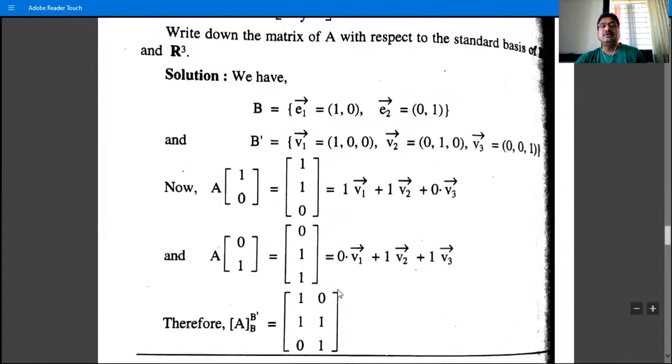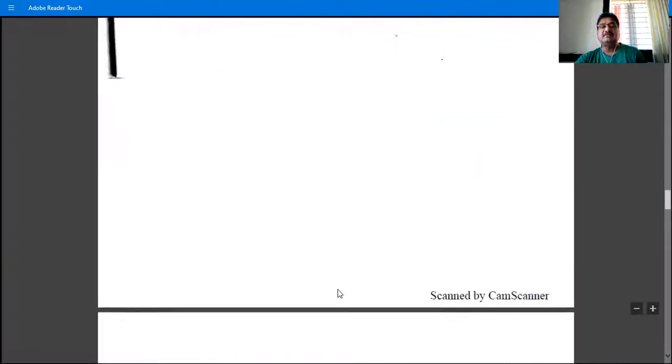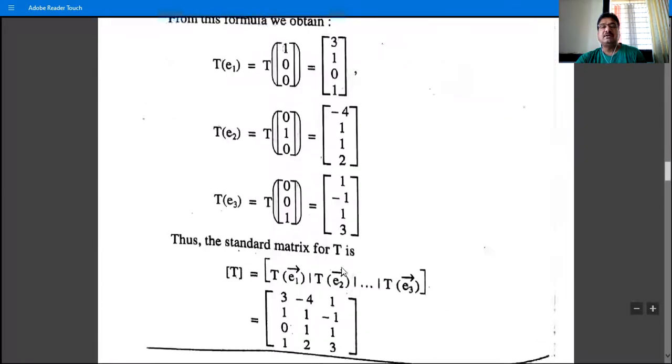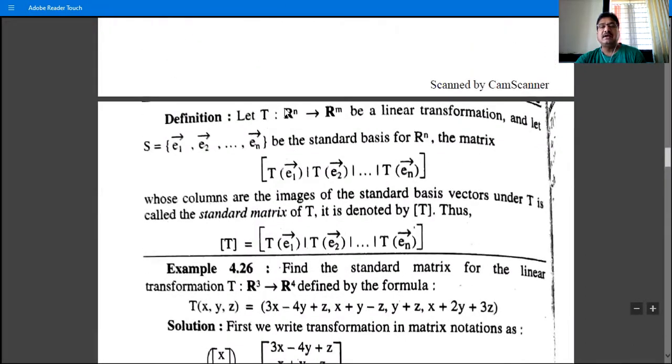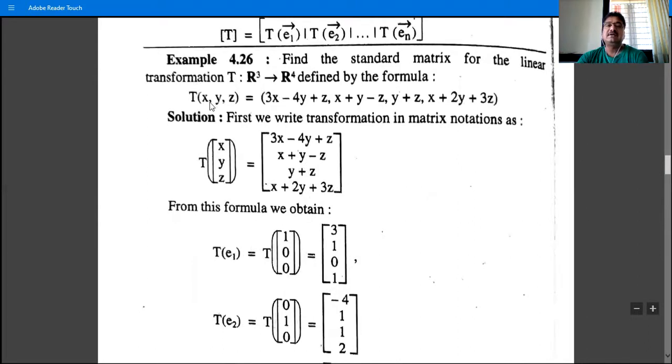This is the notation for the standard matrix. So we can obtain the standard matrix by using the definition. That is, write the standard basis for R raised to n, the domain, and find T of E1, T of E2, up to T of En. Suppose E1, E2, ..., En is the basis for R raised to n. Then write T(E1), T(E2), ..., T(En) as the columns of that matrix, and this is the standard matrix for T.